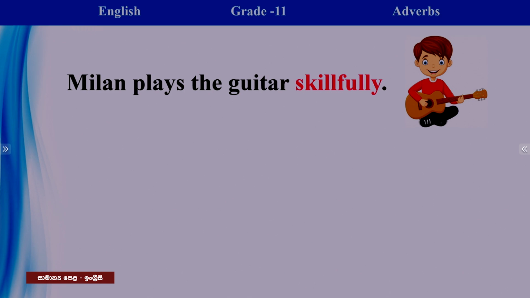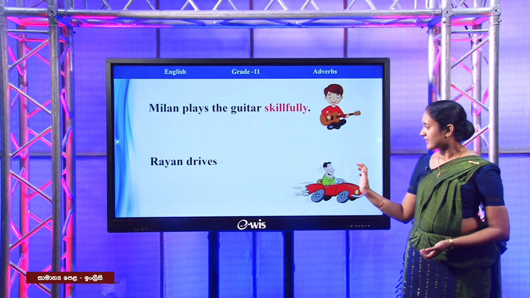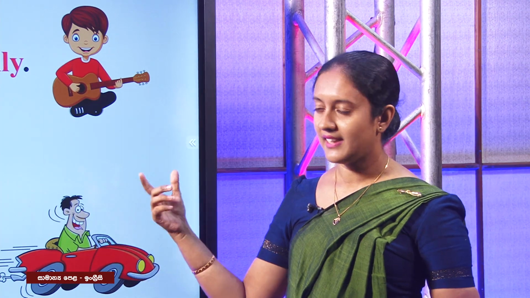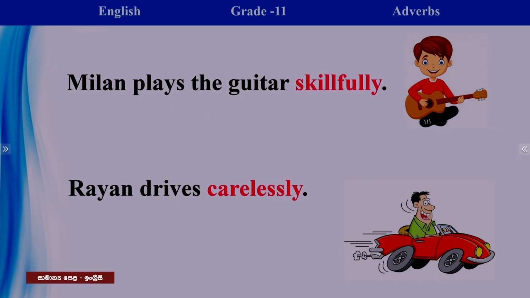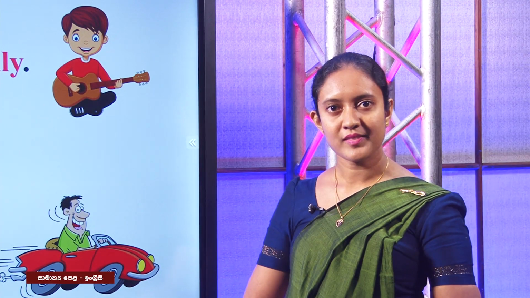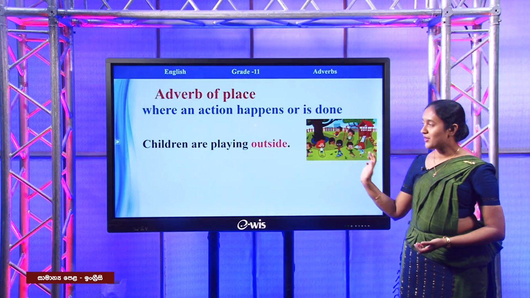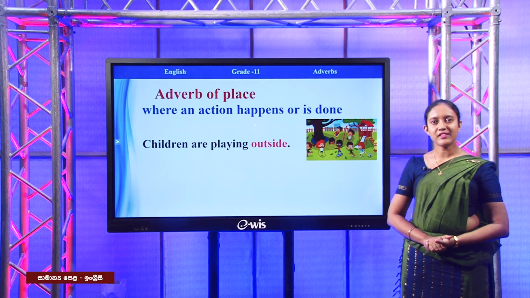Let's see another example. Look at this. Ryan drives carelessly. So, how does Ryan drive? Yes, he drives carelessly. You can see the picture. So, this word carelessly tells us how Ryan drives the car. So, we call it an adverb of manner. Okay. Now, we are going to learn adverb of place.